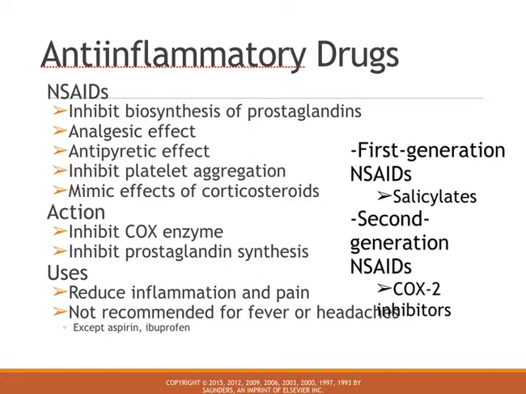NSAIDs, and we kind of throw aspirin into this category, even though technically it's not really an NSAID. It's a salicylate. So basically, NSAIDs and aspirins are drugs that work to inhibit the COX enzyme, which is needed for the biosynthesis of prostaglandins. Like I said, some of them affect both 1 and 2, some of them affect just one and not the other. NSAIDs are typically inexpensive and can be purchased over the counter. Some examples are aspirin, ibuprofen, naproxen.